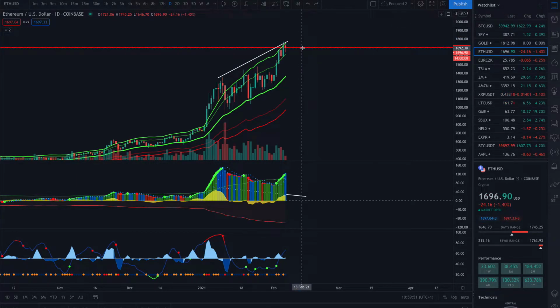My price target for Ethereum is 3,000 for the very least in the short term. And when I'm saying short term, I mean February, March. This is when I expect Ethereum to go to 3,000.